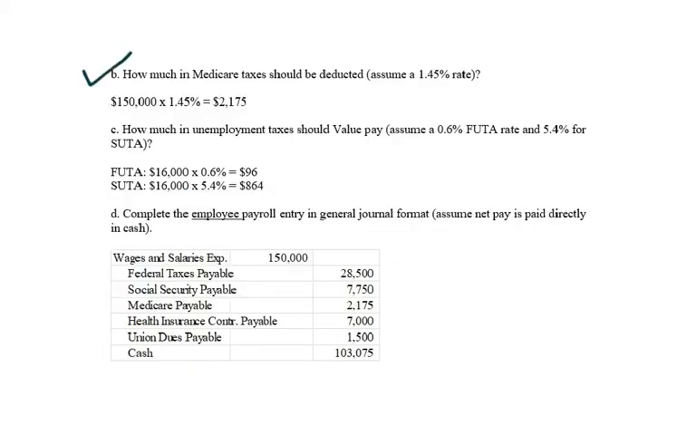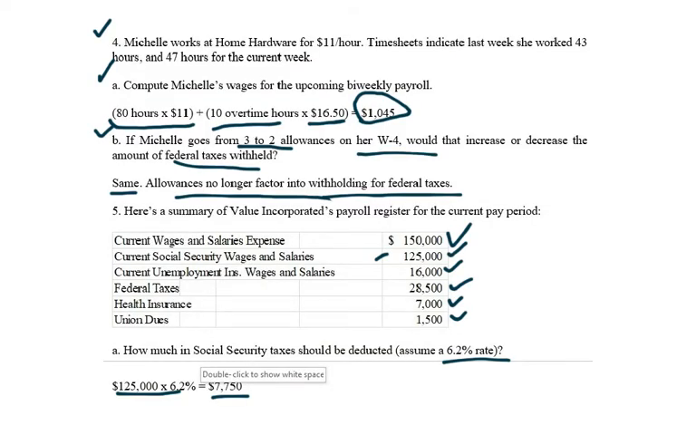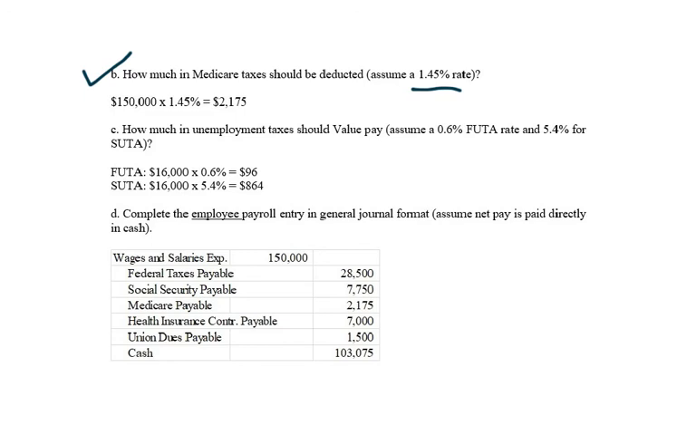What about Medicare taxes? That's assuming the 1.45% rate and nobody owes the additional 0.9%. It's going to be based on this number here. Remember, there's no ceiling for that. There is a ceiling for Social Security, so that means that some of the employees that you're dealing with here had hit that ceiling. They're above it, so you're not collecting on it anymore. So you should get 150,000 times 1.45%, which is $2,175.